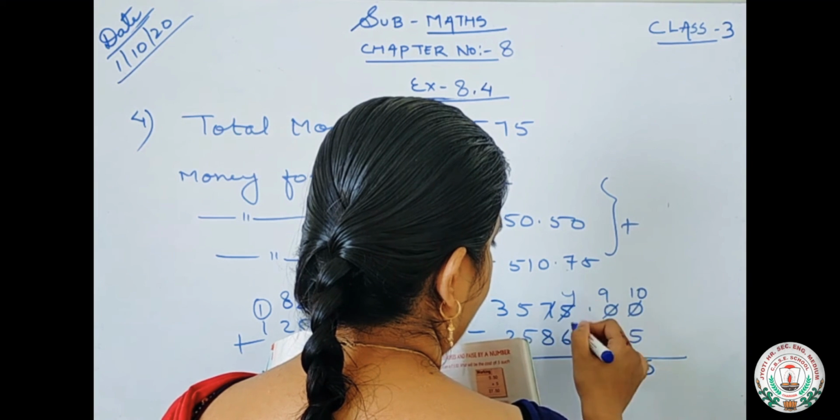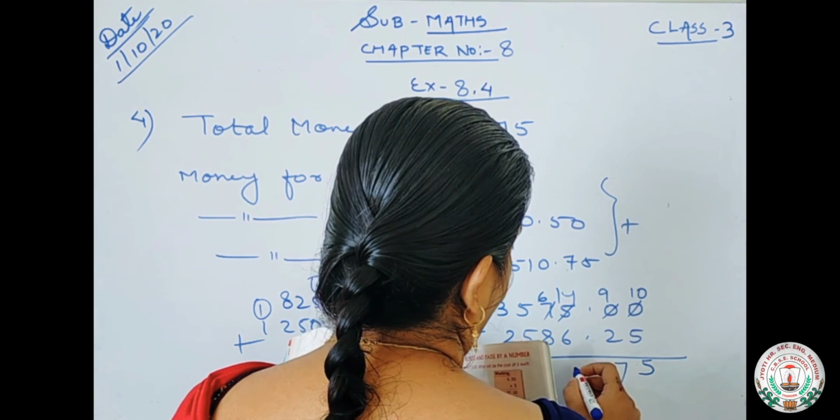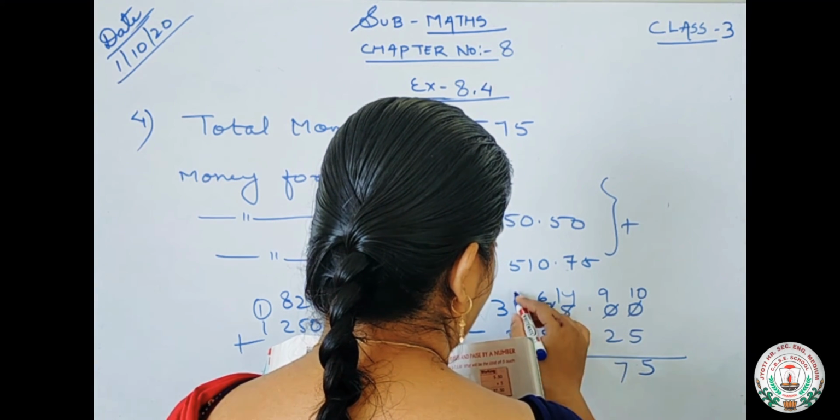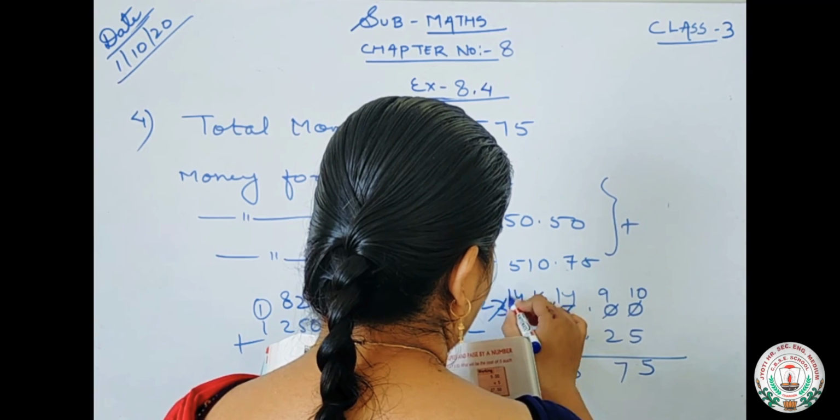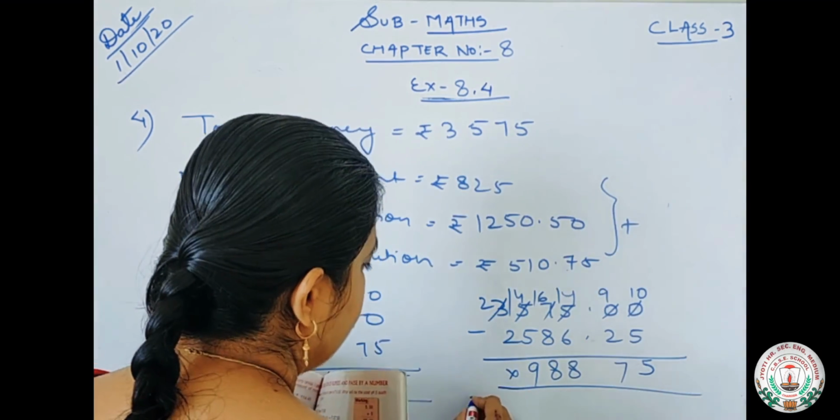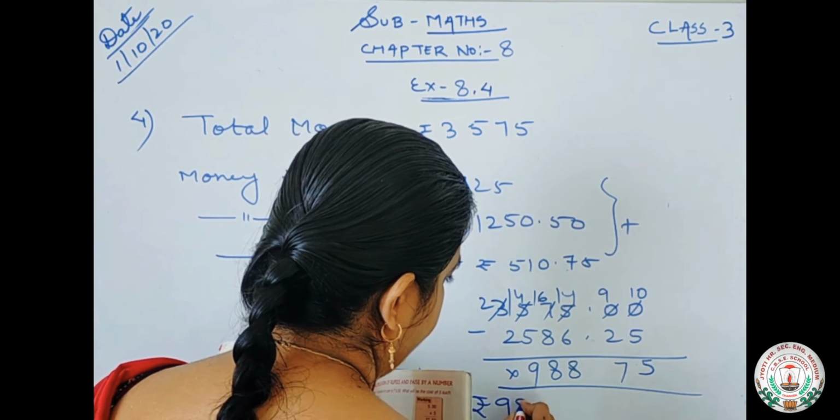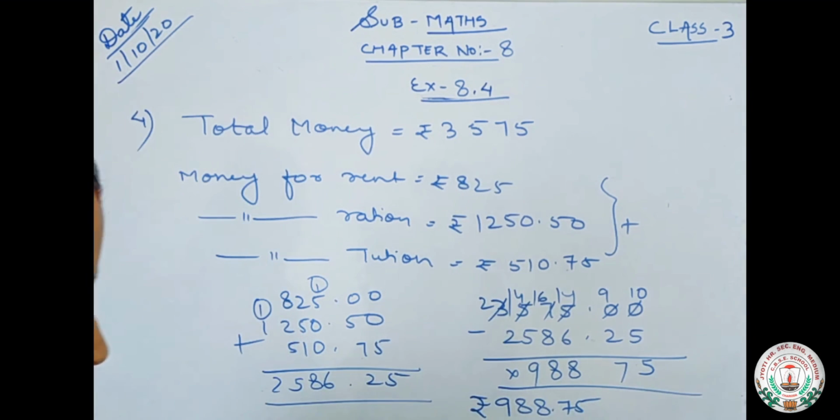4 minus 5, 6 is not possible. 14 minus 6 is 8. 6 minus 8 is also not possible. So 16 minus 8, 8. 4 minus 5 is not possible. 14 minus 5 is 9. So how much money is he left with after the expenditure? Rupees 988.75.